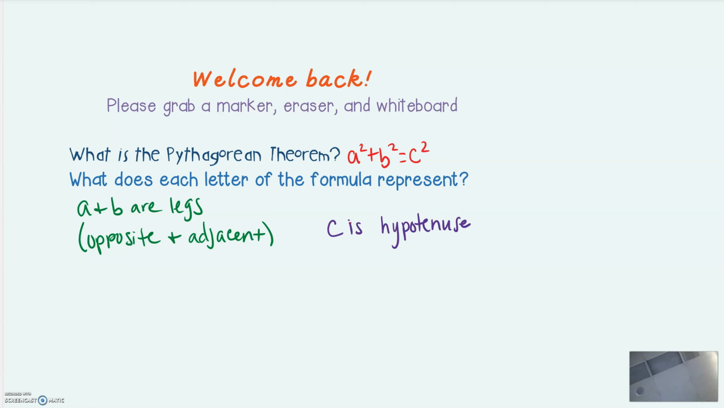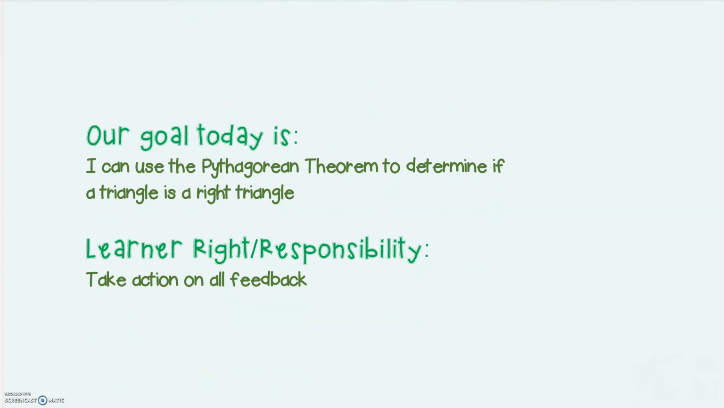All right, so the Pythagorean theorem is a squared plus b squared equals c squared. A and b are the legs, or the opposite and adjacent. Either one works. And then c is always that hypotenuse. Our goal for today says I can use the Pythagorean theorem to determine if a triangle is a right triangle. So we're figuring out if it actually is a right triangle today. And our learner responsibility is to take action on all feedback.